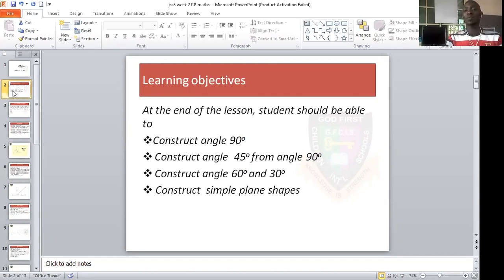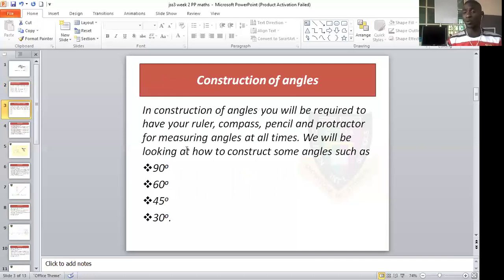But basically, you have to know how to construct your angles before you go to construction of simple plane shapes. So we'll be looking at how you can construct angles 90 and 45, and from these ideas, you can further construct other angles like 120, 135, and thereabout. In construction of angles, what you will be required to have is your ruler, your compass, your pencil, and your protractor for measurement of angles at all times.